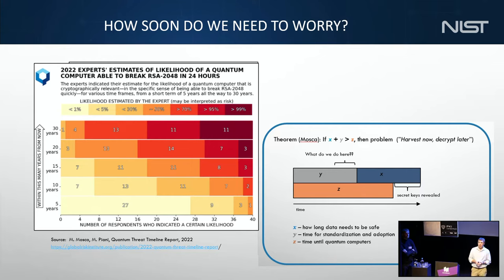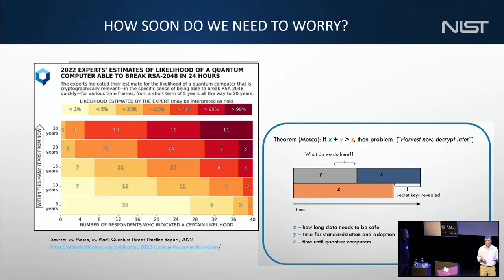Dr. Michele Mosca is one of the experts in the field. He's done a lot of good work. On the right, he has this theorem that he's used for a while that is the idea behind harvest now, decrypt later. It says if you need to protect your information for X years, and it's going to take Y years to transition, if that is greater than the Z years until we have a quantum computer, you're going to be vulnerable to harvest now, decrypt later. Your adversary might be recording information that you want protected for a long period of time, and then they'll get access to it once they get a quantum computer.